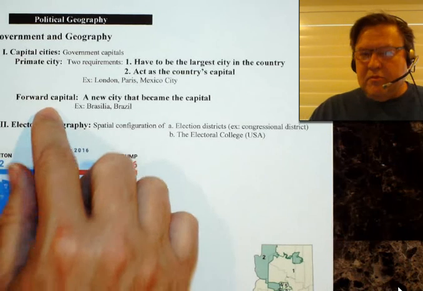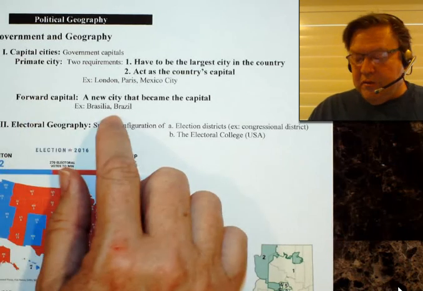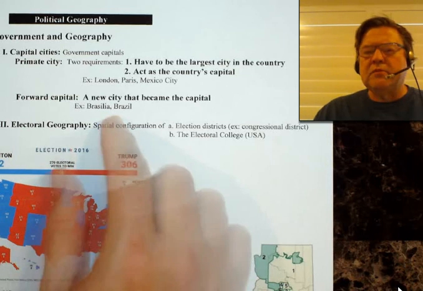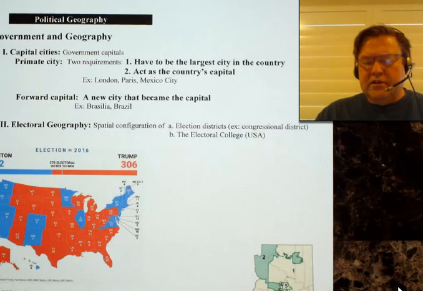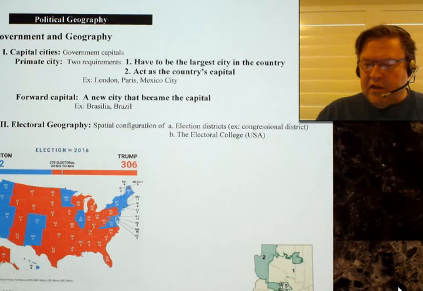Forward capital is when a country moves its capital. Brasilia is the perfect example of that. Sometimes countries feel like it's easier to locate their new capital more in the center of the country, or to get people out of slums. That's exactly what happened in Brazil.